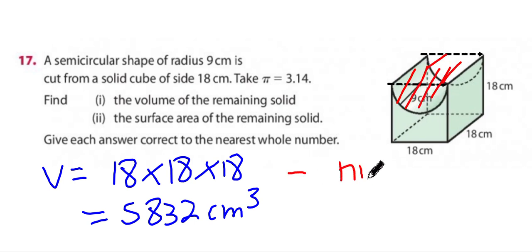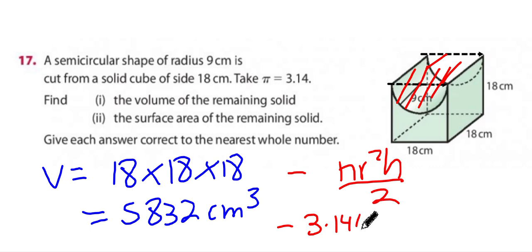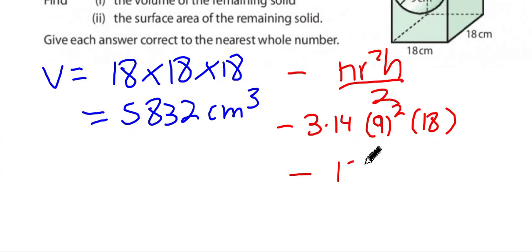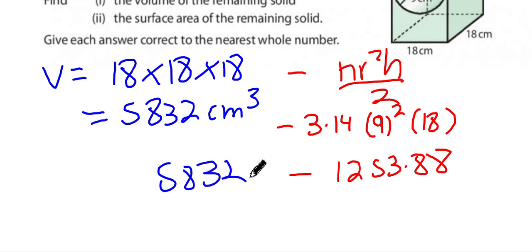So we're going to remove pi r squared h, which is the volume of a cylinder, but it's going to be halved. So I'll tell you now, we're going to get 3.14 times, what's the radius of the cone? It is 9. And what's the height? There you go. So 3.14 times 9 squared times 18. And what do you get? 1,253.88. Take that away from your 5,832.